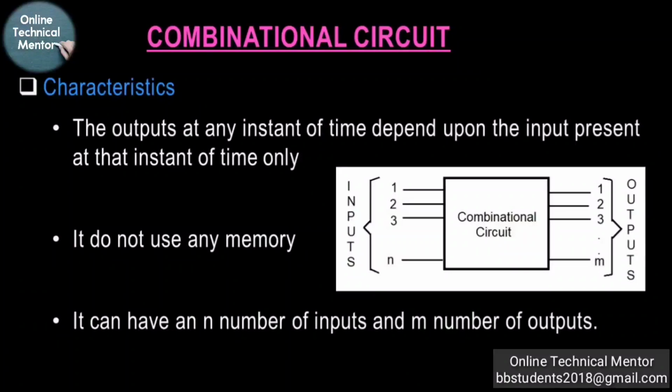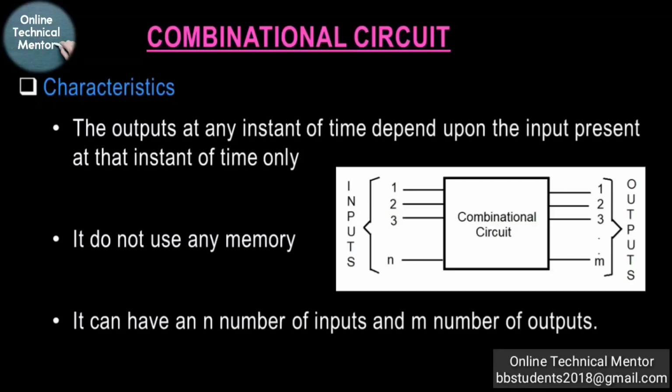Characteristics. The output at any instant of time depends upon the input present at that instant of time only. That means the output of a combinational circuit depends upon the present input. Next, it does not use any memory. That means it does not store any previous state. Output depends on the present input only.